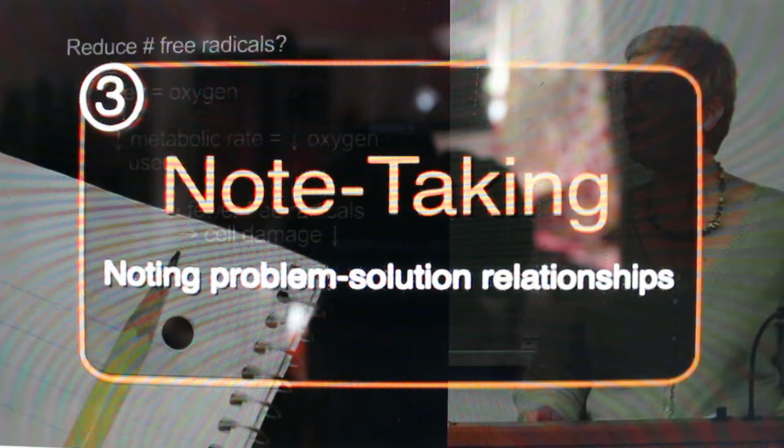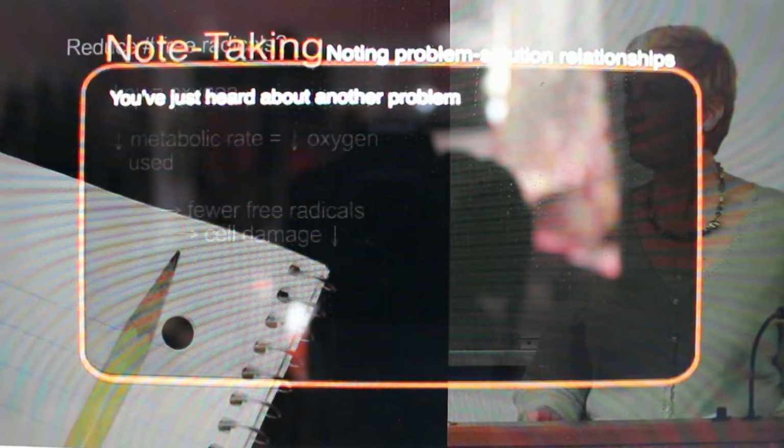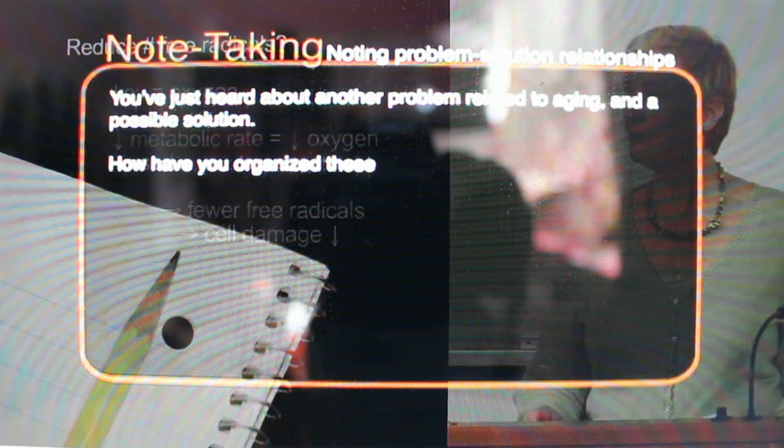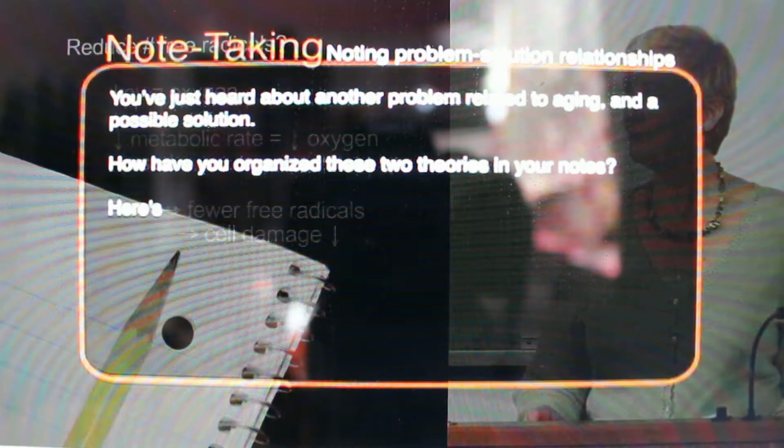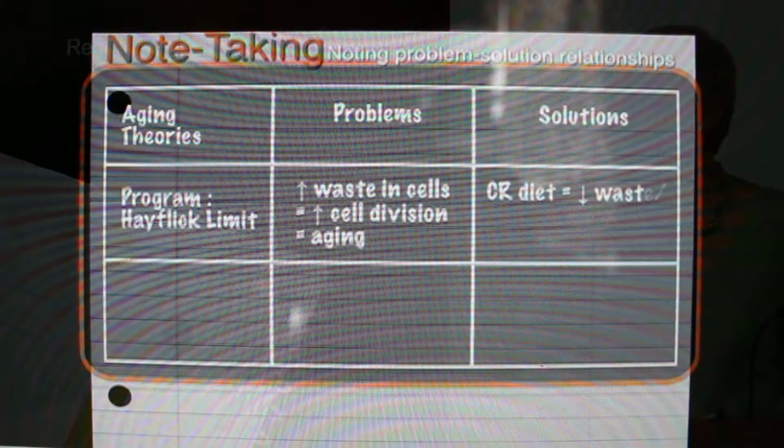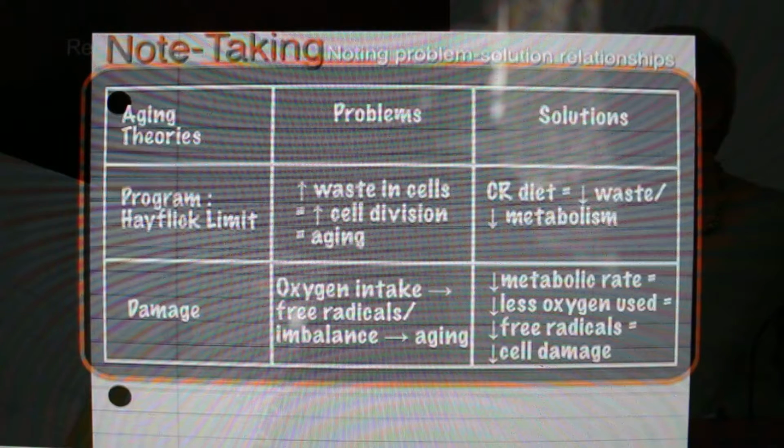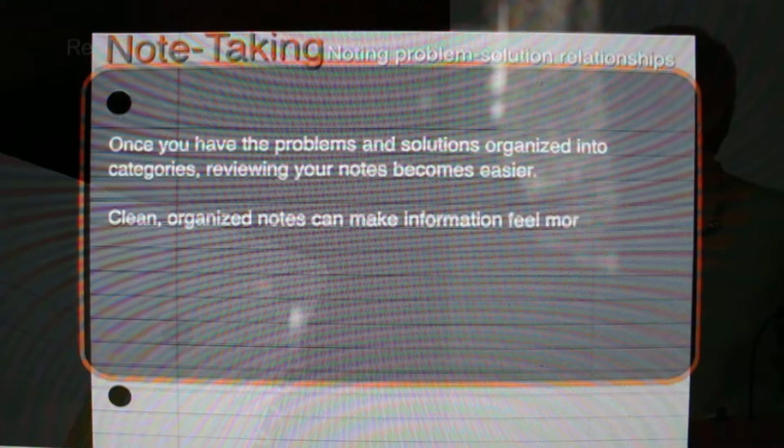Note-taking. Noting problem-solution relationships. You've just heard about another problem related to aging and a possible solution. How have you organized these two theories in your notes? Here's one idea. Once you have the problems and solutions organized into categories, reviewing your notes becomes easier. Clean, organized notes can make information feel more approachable.